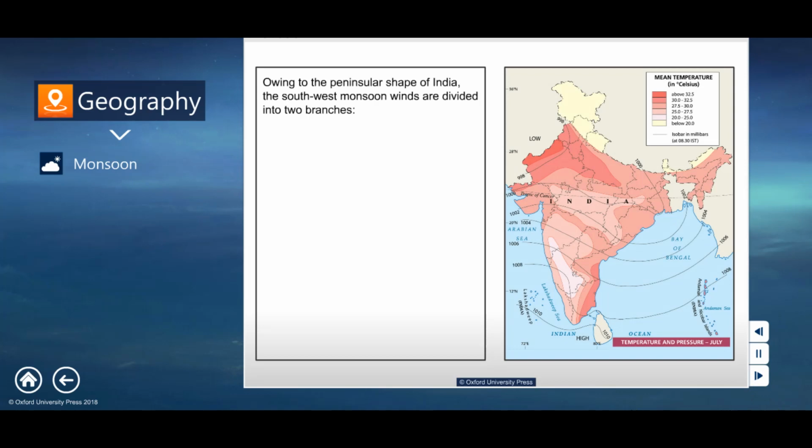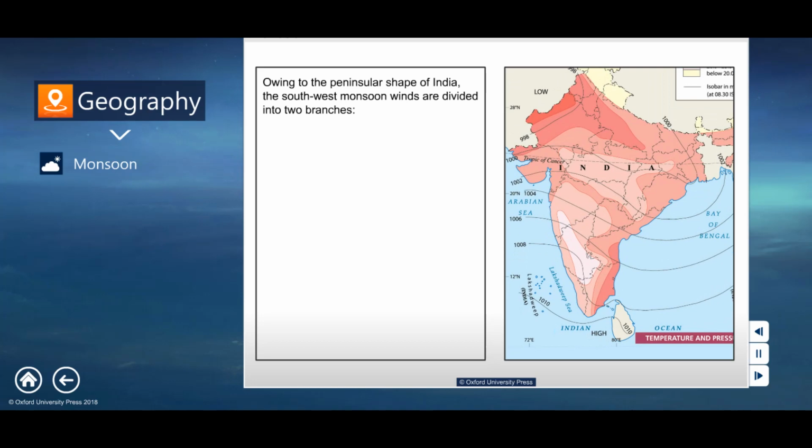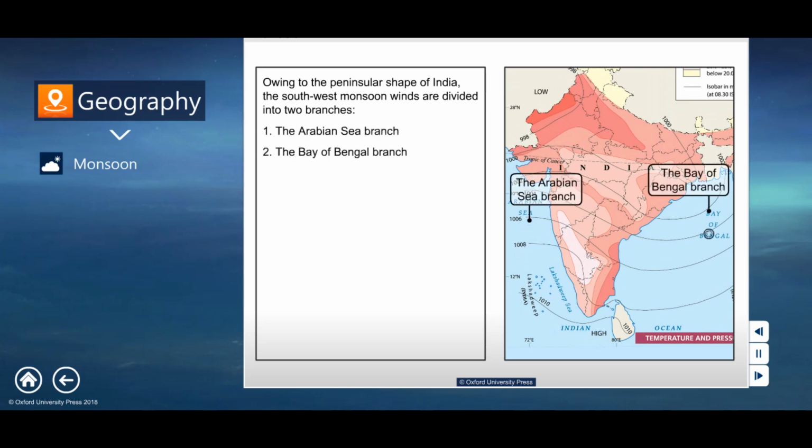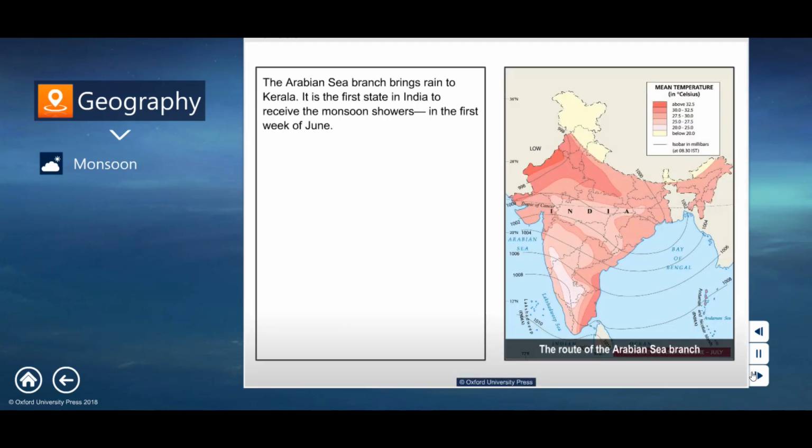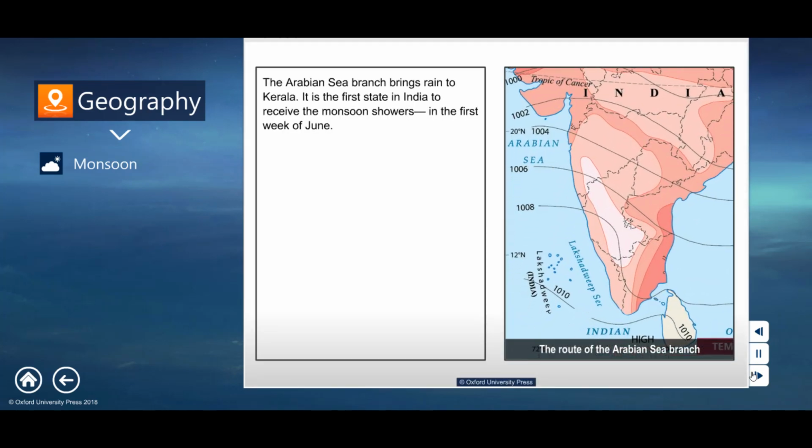Owing to the peninsular shape of India, the southwest monsoon winds are divided into two branches: the Arabian Sea branch and the Bay of Bengal branch. The Arabian Sea branch brings rain to Kerala. It is the first state in India to receive the monsoon showers in the first week of June.